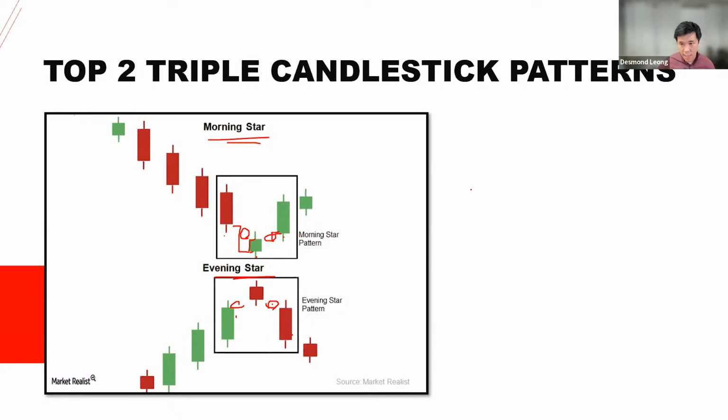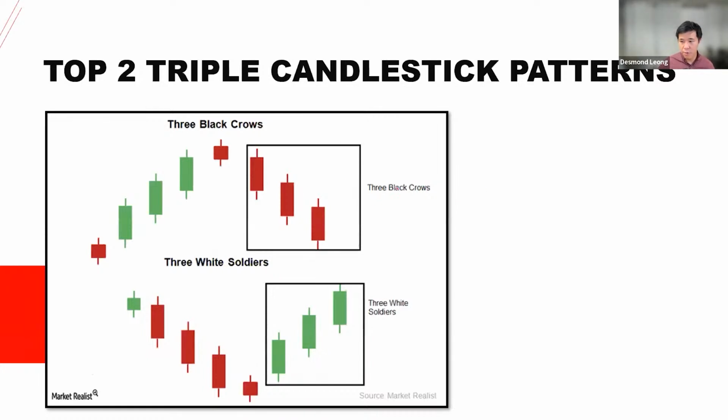Last one, three black crows and three white soldiers. Very good reversal, very good momentum indicators. With three black crows, what you want to notice is that the crows are all of the same size. The soldiers are all of the same size. And remember, they need to be bigger than average.